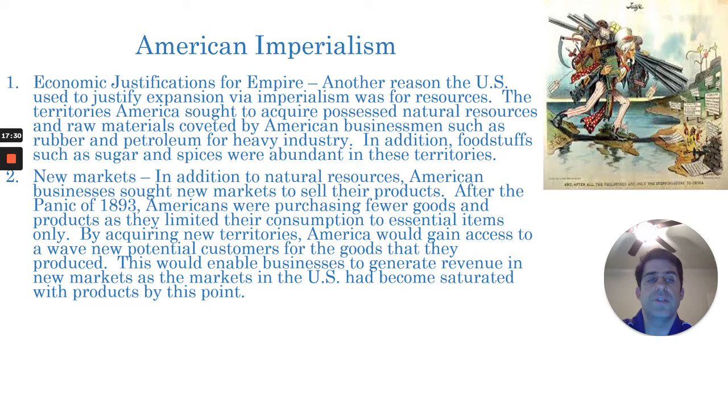The territories that America sought to acquire during this time period possessed raw materials and natural resources that were coveted by American businessmen, such as rubber and petroleum for heavy industry, and foodstuffs such as sugar and spices were abundant in many of these territories as well. So a new avenue to mine natural resources and raw materials.